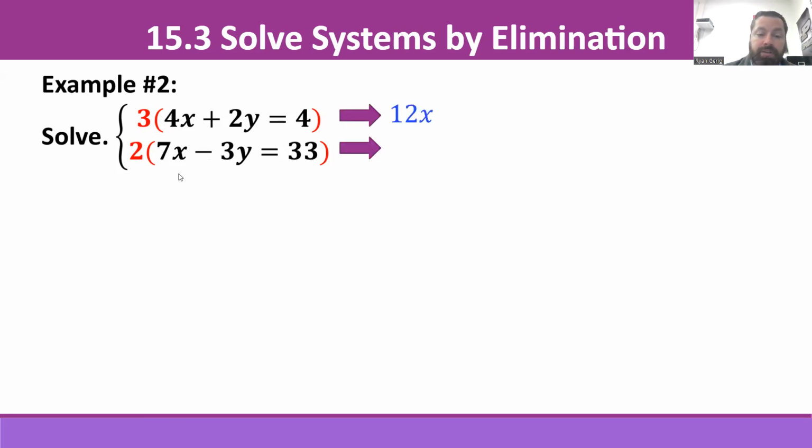So 3 times 4x is 12x plus 6y. 3 times 4 is 12 at the end. 2 times 7x is 14x. 2 times -3y is -6y. And 2 times 33, got to remember to multiply that as well, is 66. Now these y's are ready to be eliminated.